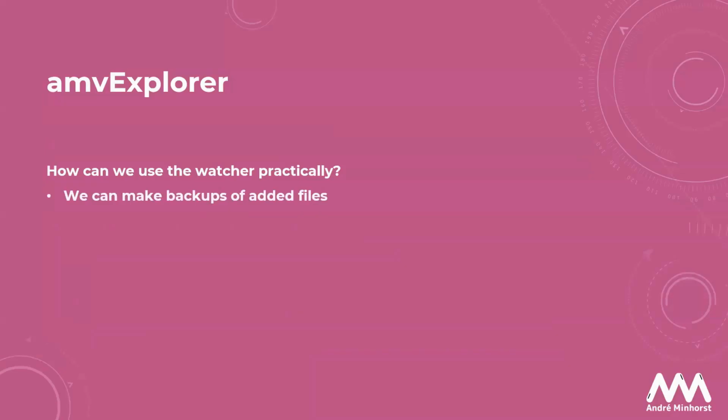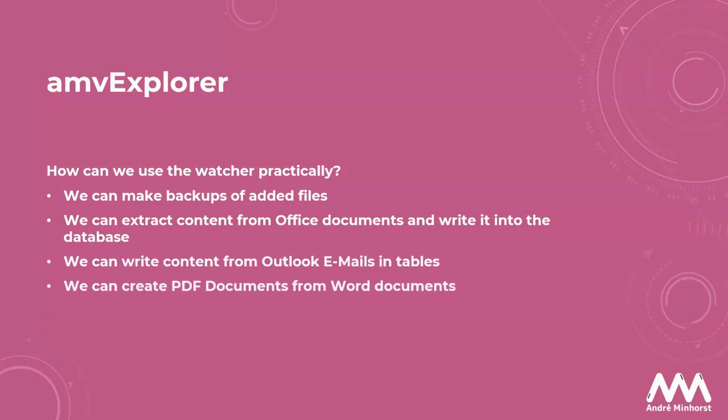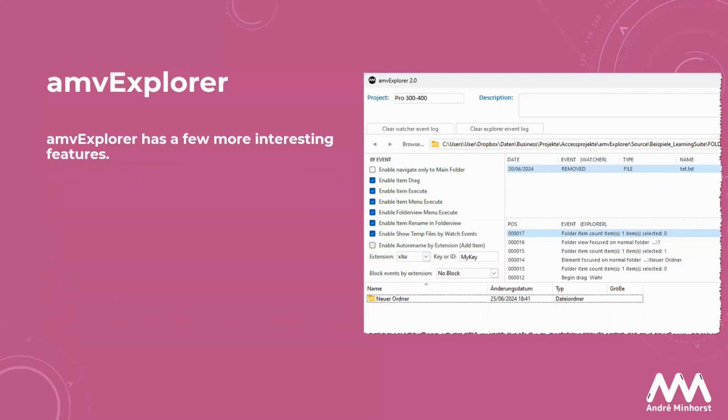How can we use the watcher practically? For example, we can make backups of added files when they are added. We can extract content from Office documents when we drag them into the folder and write it into the database. We can write content from Outlook emails in tables, and we can create PDF documents from Word documents, for example, and many more. Maybe you have some ideas, then feel free to write them in the chat. Maybe we can program some more demonstrations.